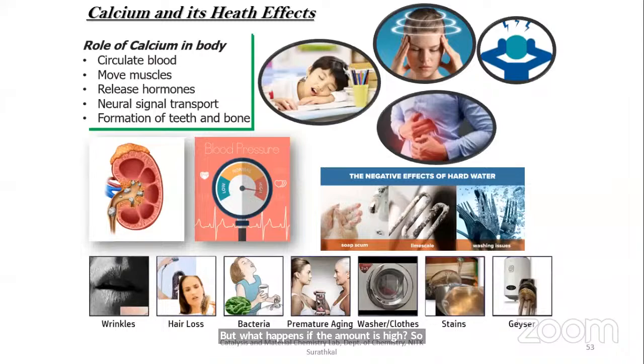So you know that hard water is because of the presence of calcium and magnesium salts, soluble and insoluble salts. Here, soaps react and lime scale is formed and washing becomes difficult. There is hair loss, bacteria, wrinkles, stains on the utensils, and washing clothes becomes difficult.